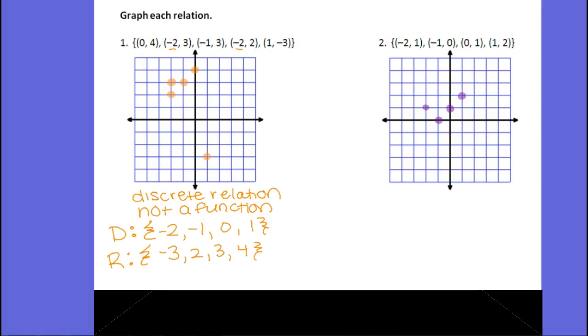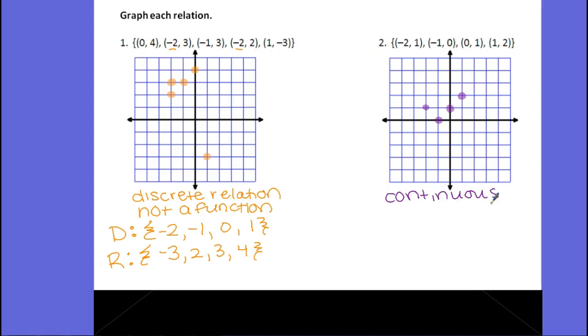Now, would you describe this as discrete or continuous? Could I easily connect these points? Probably, because it looks like it goes down, then it changes direction, and it goes back up and appears to be continuing in a nice line. So I would look at this and say that it is continuous.